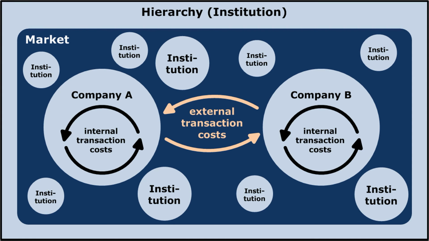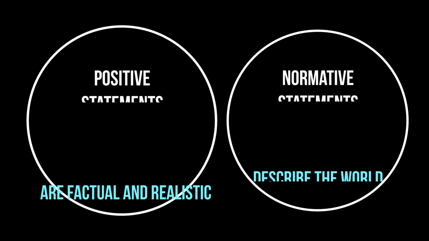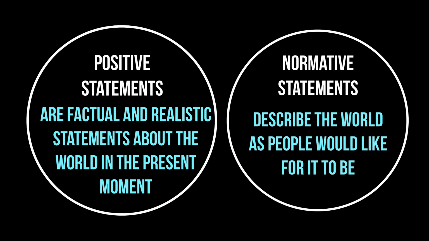Economic theories, frameworks, and models aren't perfect. Many of these theories were created at a time when they couldn't predict social media, various technologies, and how services might change in the future. Sometimes economics can make statements that are positive, and sometimes ones that are normative. Positive statements tend to be realistic and provide facts about the world as it is at the present moment. Normative statements describe the world as people would like for it to be or believe it should be.